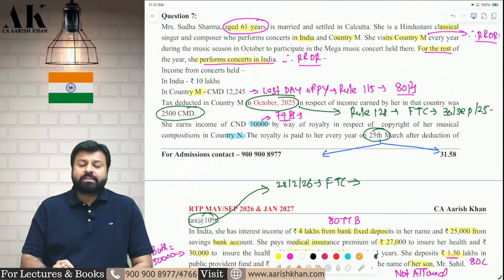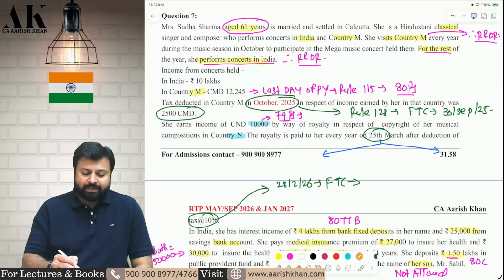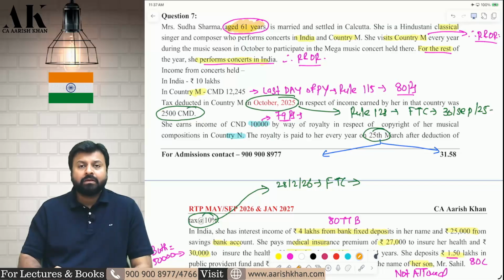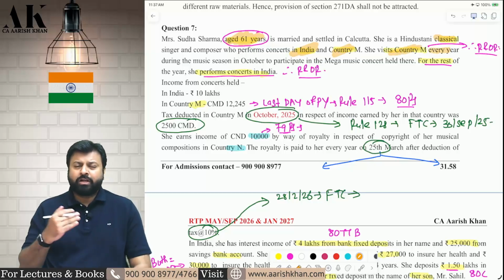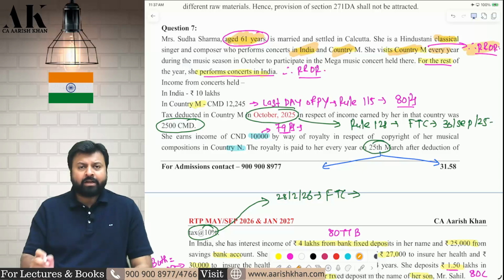Next question, which is on DTAA. Let's try to understand what this DTAA question is. Mrs. Sudha Sharma is 61 years of age. She is a classical singer. She does concerts in India and country M. She visits country M every year for a few days. Therefore, the majority of the time she is in India. Therefore, she is resident and ordinarily resident, 100%. There is no doubt about it.